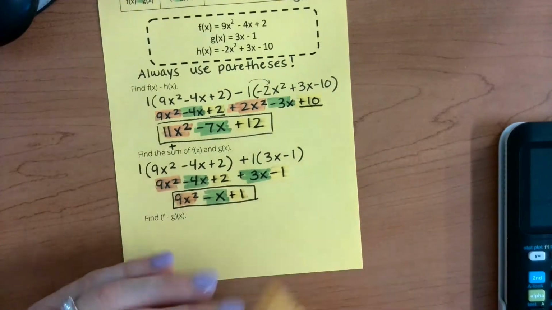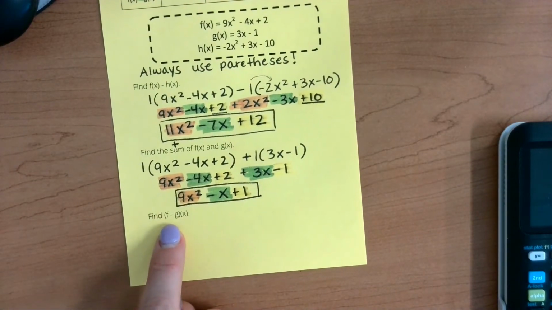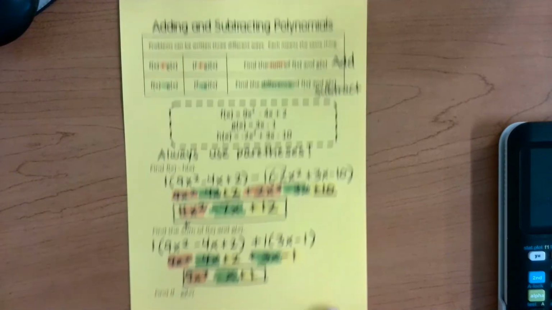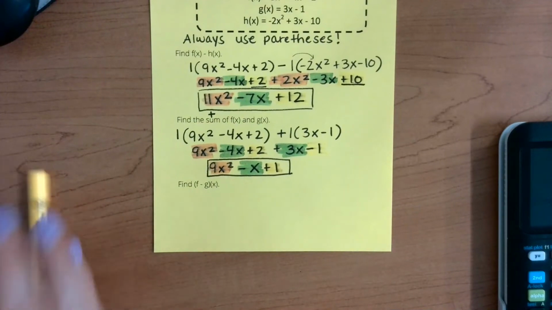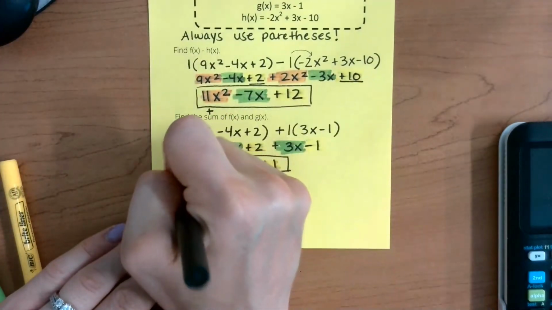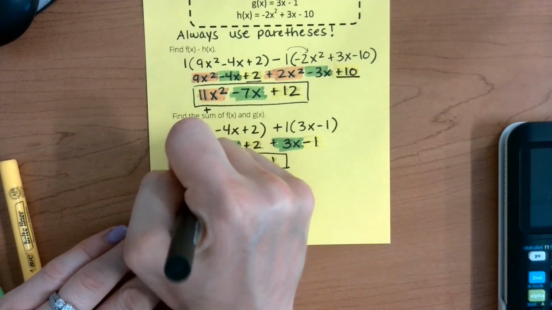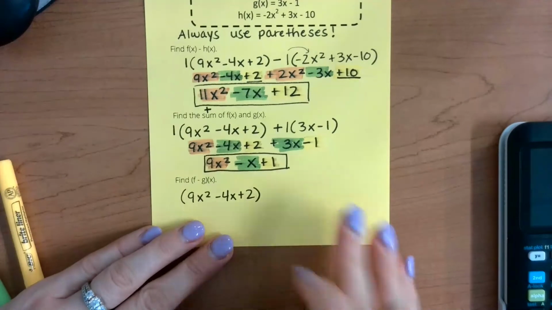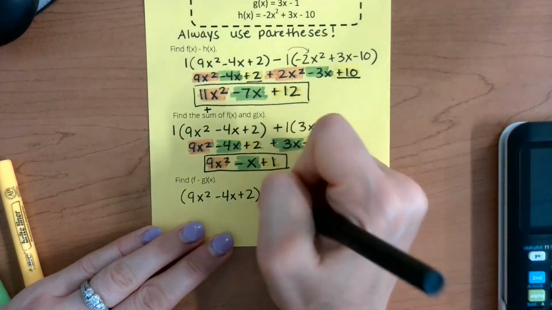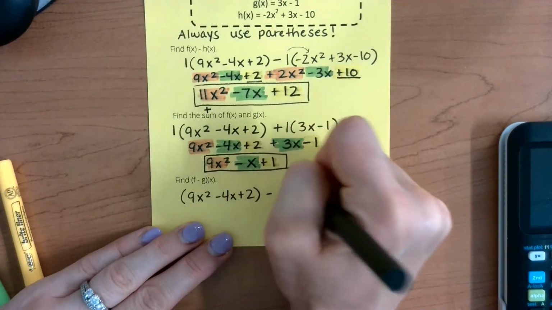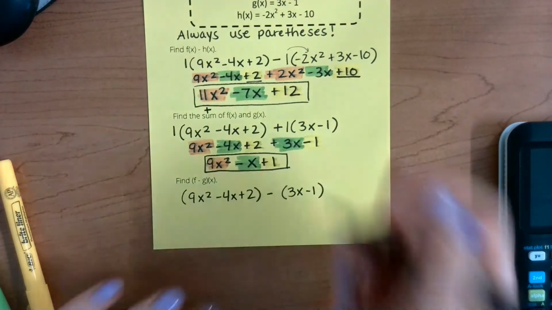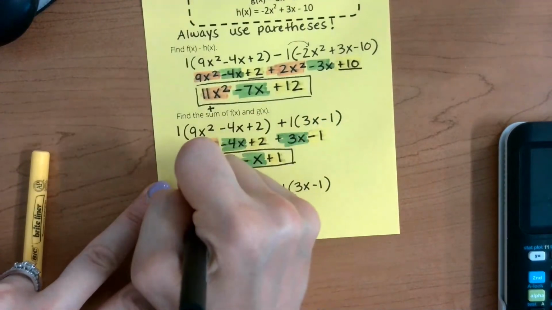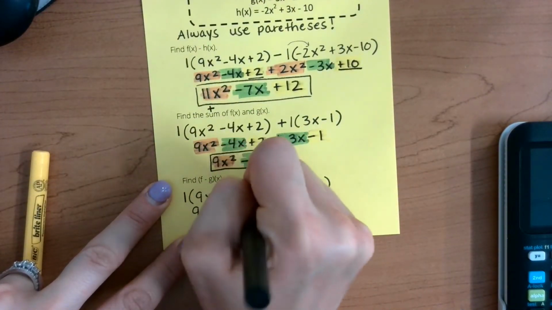All right, last one, find f minus g of x. Going back up here, that is telling us to subtract. So I need to write my f of x in parentheses, so that's 9x squared minus 4x plus 2, and then minus, and then g of x was 3x minus 1. Again, put those ones that are invisible right now. This is positive 1, nothing changes inside my parentheses, so I will just rewrite that.